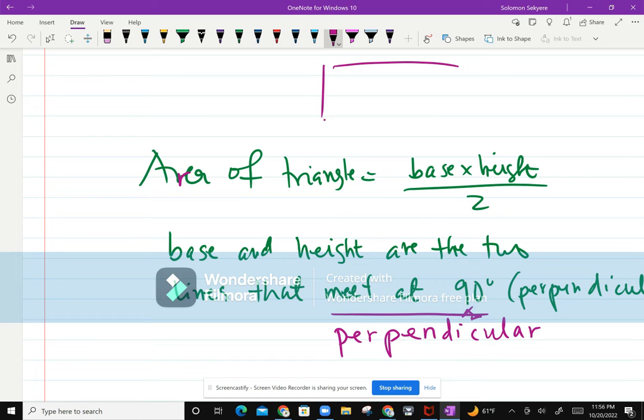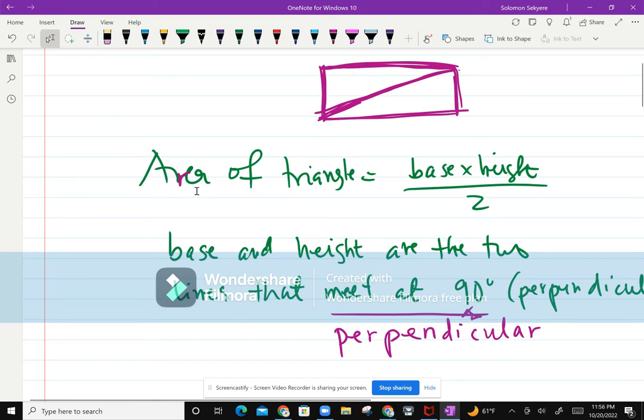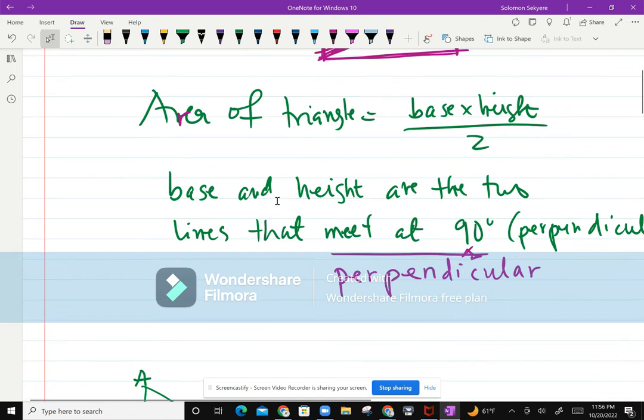See, if you have a rectangle and you draw a line through it, half of it is your triangle. So for a rectangle, you multiply the length and the width. But since a triangle is half of it, you have to divide by 2. So what do we say? The area of a triangle is base times height divided by 2.